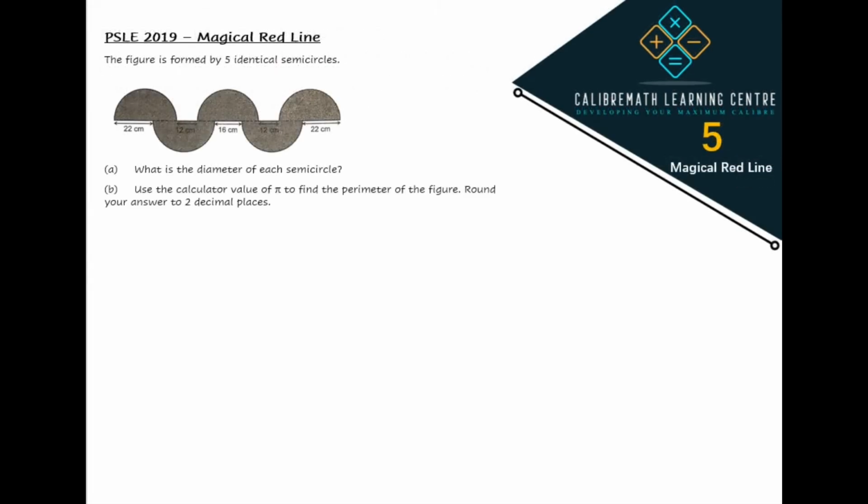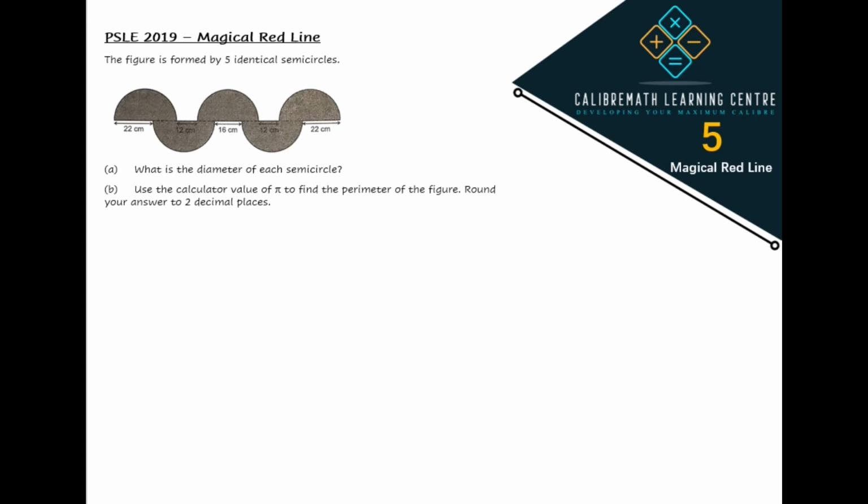And now for the fifth strategy on our list, we have the magical red line, which is a strategy that is not so easy to identify. So let's take a look at this example of the magical red line question from the PSLE paper in 2019. The figure is formed by 5 identical semicircles. What is the diameter of each semicircle?